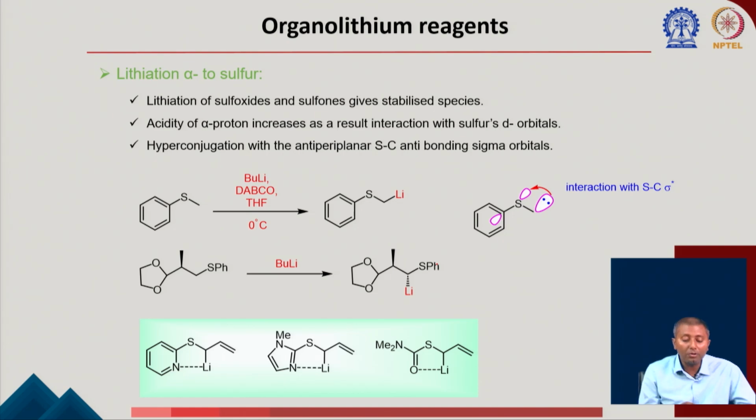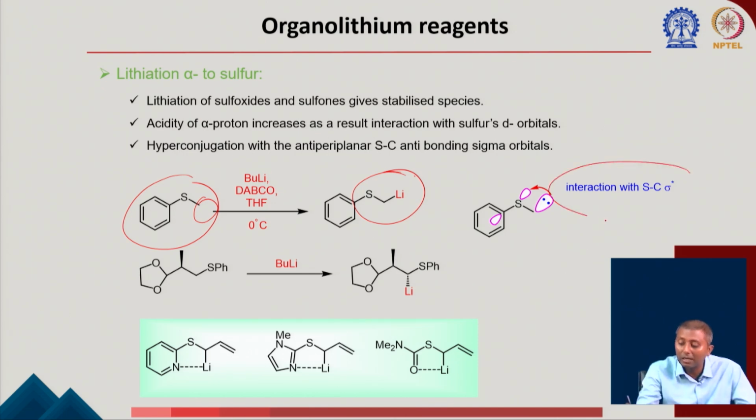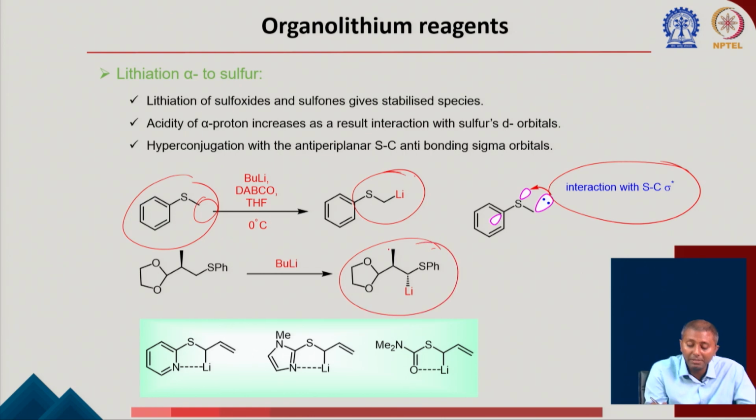Now we are talking about the position next to sulfur. If you have this compound, where one side of the sulfur is phenyl and one side is methyl, then with butyllithium in THF, that is going to abstract this proton to form the corresponding lithium. That is happening through the interaction with the sulfur carbon sigma star. So that's how they are generating this. Again, you can see there are several examples here for generation of this type of organolithium species.